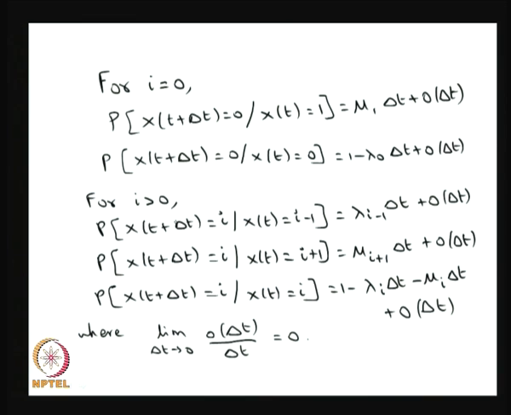For i greater than 0, the system moving from state i to i is 1 minus lambda i times delta t minus mu i times delta t plus order of delta t, whereas the system moving from i plus 1 to i, one step backward, is mu i plus 1 times delta t. The system moving from state i minus 1 to i for i greater than 0, a forward one step move, is lambda i minus 1 times delta t plus order of delta t.